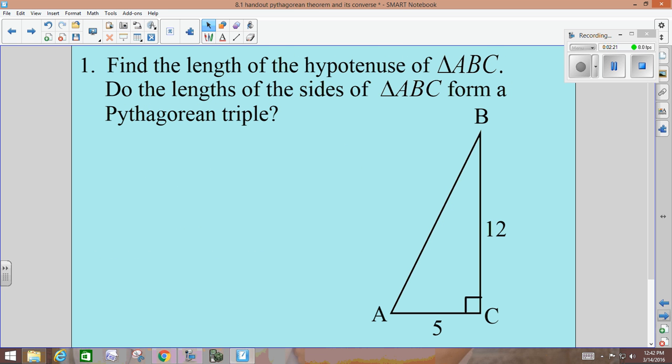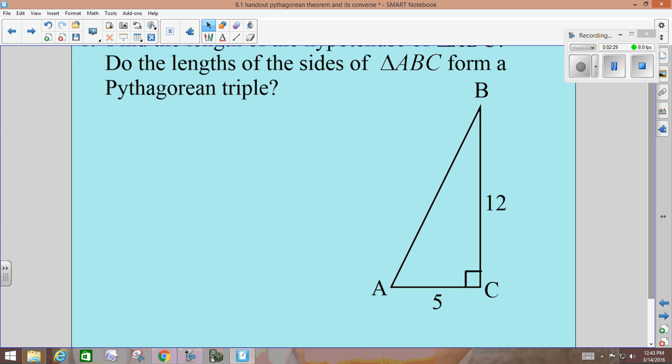Okay, we're going to jump down to example 1 quick. This says find the length of the hypotenuse of triangle ABC, and then it asks if they form a Pythagorean triple. I'm trying to find the hypotenuse, so I'm going to put an X there. Your hypotenuse is always that C value, and then your legs are the A and B values. It wouldn't matter if you called 12 A and 5 B. The legs don't matter, you just have to make sure your hypotenuse is always C.